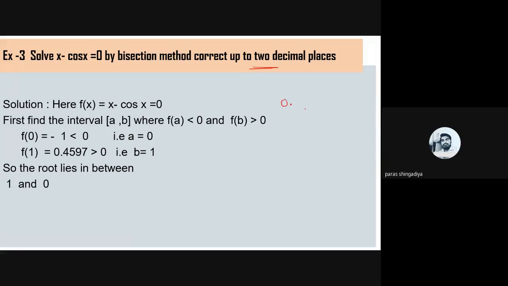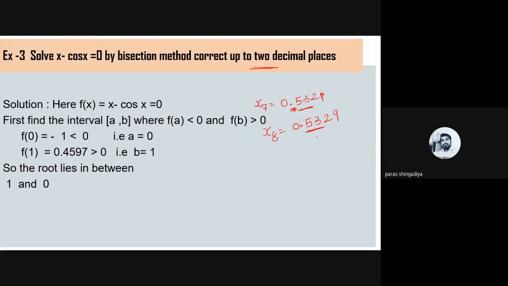For example, for any arbitrary data, let us get the answer of x7, that is 0.5321, and we get the answer of x8, that is 0.5329. So we can say that the two nearest iteration values should be correct up to two decimal places. Means after the decimal point, the next two values should match. So this is called correct up to two decimal places.